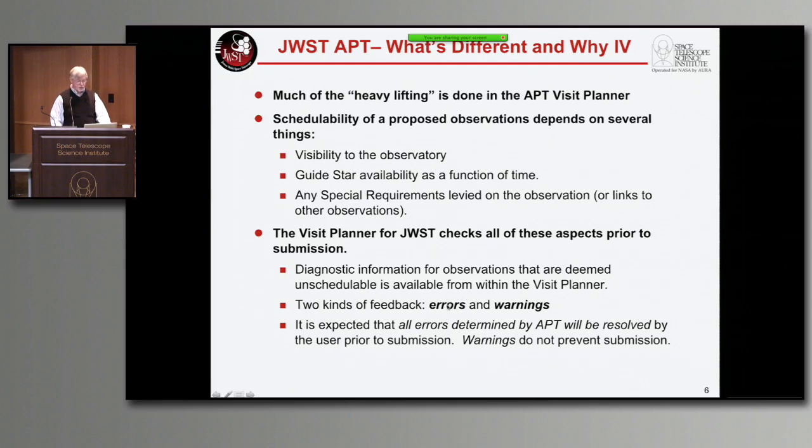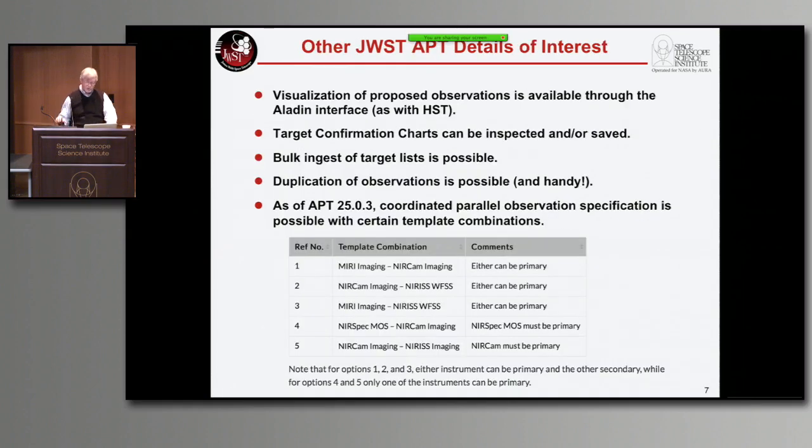So there are two kinds of feedback that you'll see: errors, red X's in APT, and warnings, which you'll see a little caution sign. And just to highlight, errors are things that need to be resolved prior to submission. Warnings are really there for your benefit and don't necessarily mean there's a problem, but they're things that you should look at. And before I do the demo, just a few other loose ends.